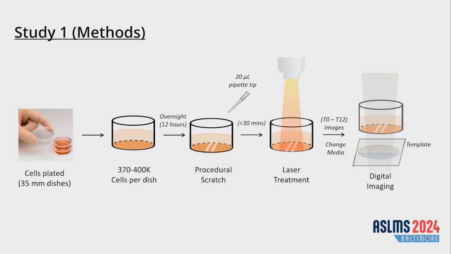So to get into methods a little bit, we plate the cells in 35 mm Petri dishes with a very high confluency to again perform the scratch. We keep it overnight, and the next morning we do a procedural scratch with a consistent 220 microliter pipette. We then treat with lasers, and then later we do the imaging.